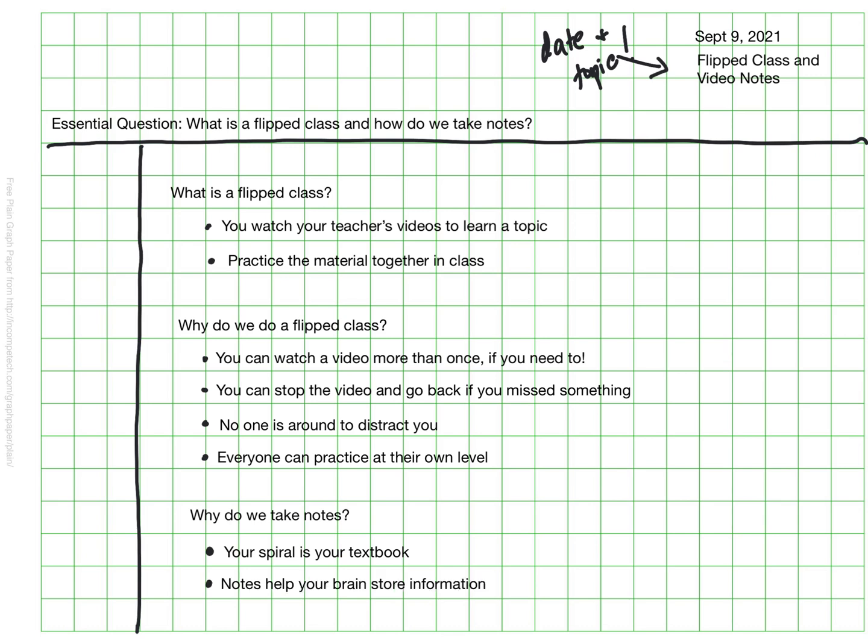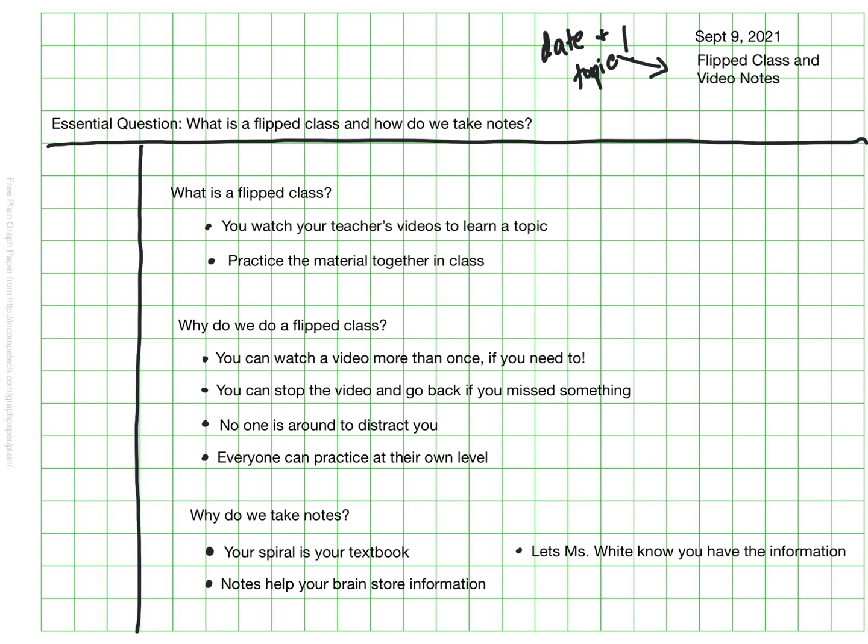Another reason is when you're just listening to something, sometimes you don't process it all the way. Writing it down helps your brain store the information. You're more likely to remember it if you've gone through the process of writing it down while you're listening. Writing your notes down is also the way I know that you've watched the video, right? If you don't have your notes, I don't know that you watched it, right?